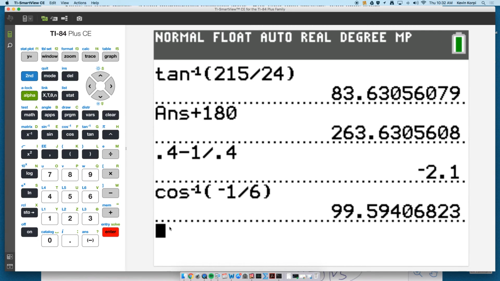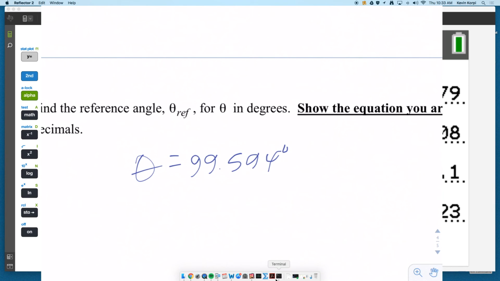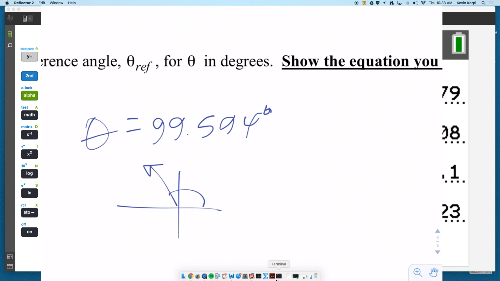Now, your calculator, you paid good money for it, right? So it should always give you the answer you want. Is that correct? No. In this case, the reference angle is not 99.594. Why can it not be the reference angle? What type of number is that? It's quadrant 2. It's obtuse, right? Some people are calling negative angles reference angles. Some people are calling obtuse angles reference angles. Again, at this point, if that's the mistake you're making, that's not good. That lives in quadrant 2.